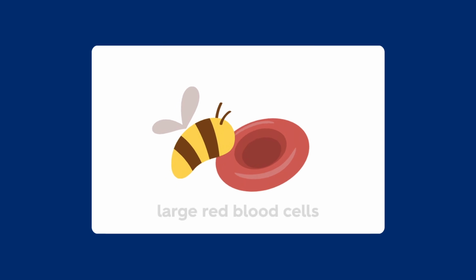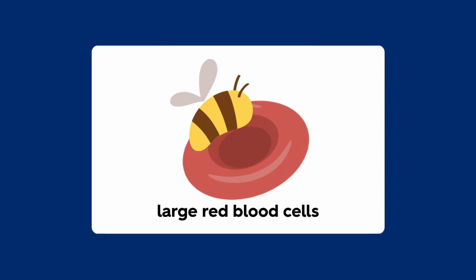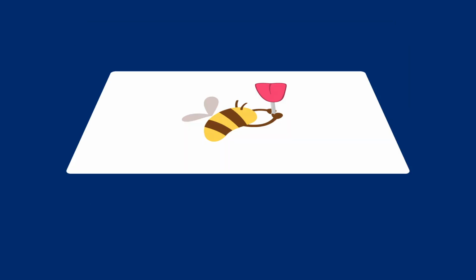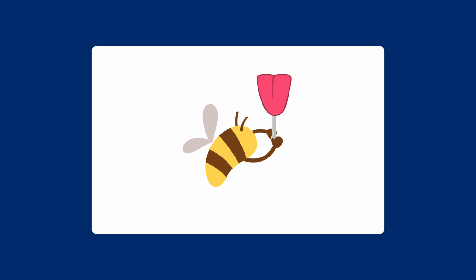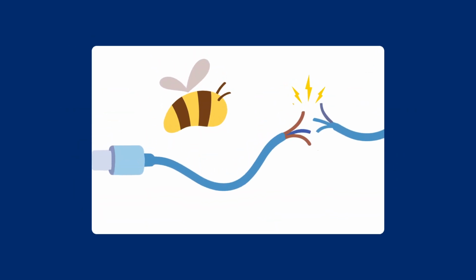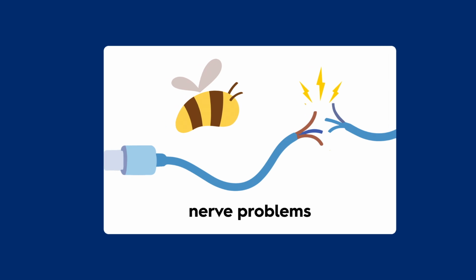First, the oversized pale red blood cell reminds us of the large red blood cells seen in B12-related megaloblastic anemia. Next, the red tongue image reminds us that a sore, inflamed tongue can also appear with this deficiency. Now add nerve symptoms. The frayed cord reminds us that low vitamin B12 can affect nerves. This can cause symptoms such as tingling, numbness, or trouble walking.